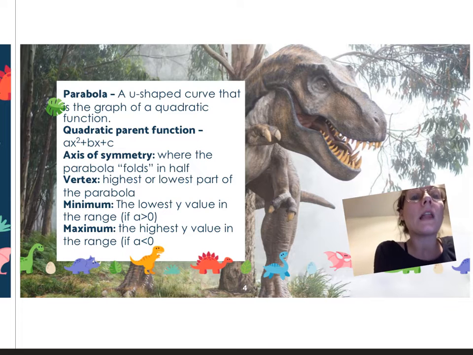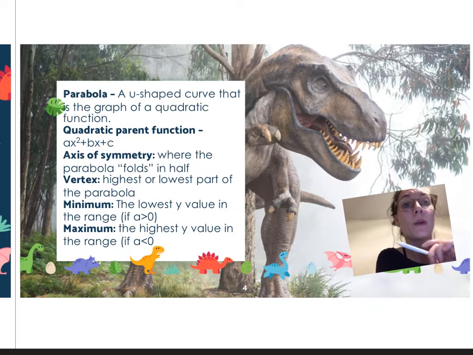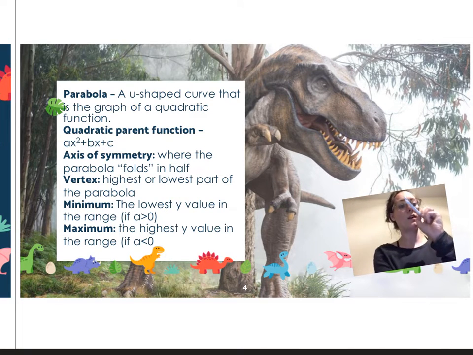So a parabola, it's not a "parabola," which I said all through my intermediate algebra. It's a parabola, a U-shaped curve that is the graph of a quadratic function. So a parabola is a graph that makes a U, and it can either be a happy face or a frown face.